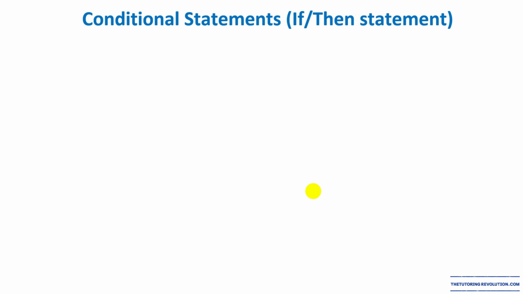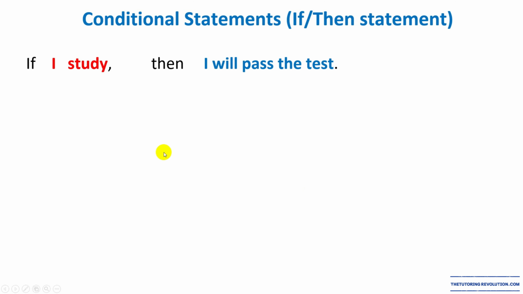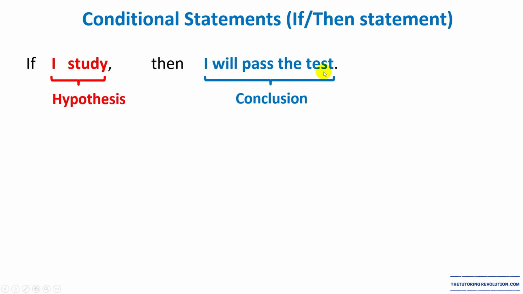Conditional statements, also known as if-then statements. This is an example of a conditional statement. You have the if part, you have the then part. Here, if I study, then I will pass the test. The I study part is the hypothesis. The I will pass the test part is the conclusion. Those are the two parts that a conditional statement has: a hypothesis and a conclusion. If I study, then I will pass the test.